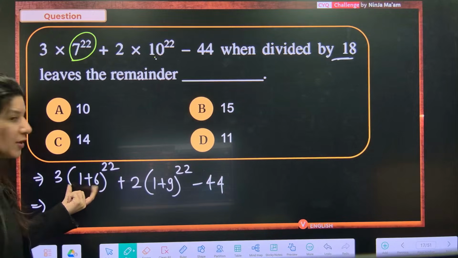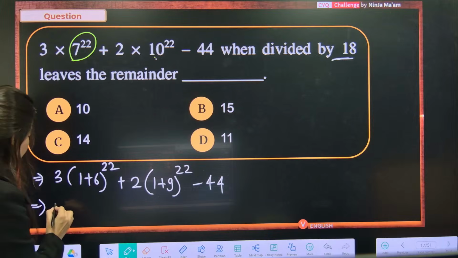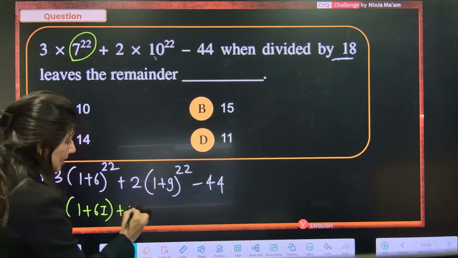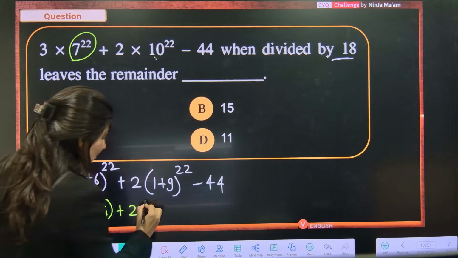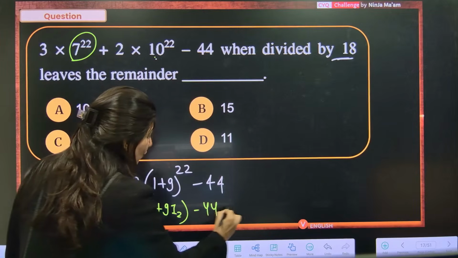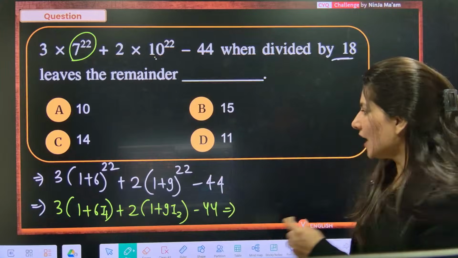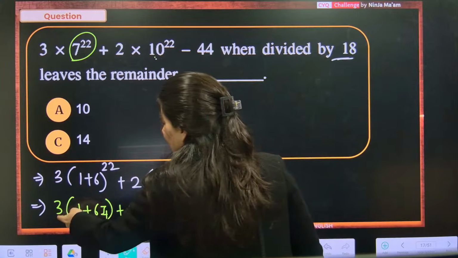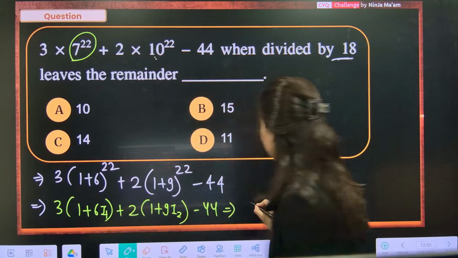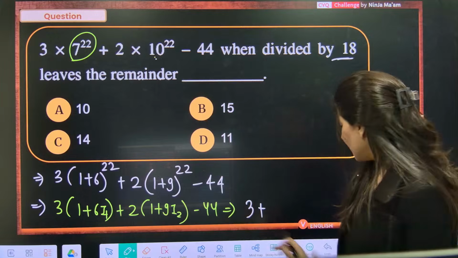Now what about this? 1 plus x power n is nothing but what? 1 plus 6i, plus this 2 times 1 plus 9i2, minus 44. I can write like this. Now understand, this is what? 3, 6 3s are 18. So this is 3 plus 18 something, 3 plus a multiple of 18.